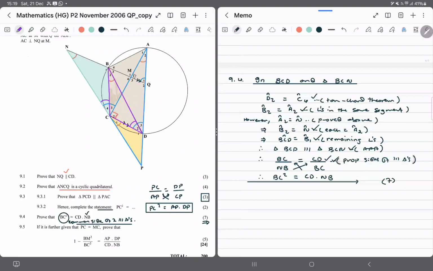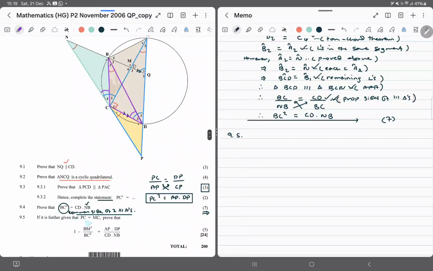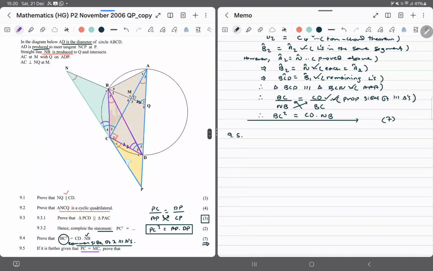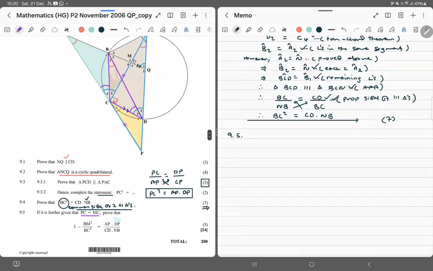Alright guys, so we're almost at the end. Let's just do the last one here. So 9.5. Now we need to prove this thing. It is further given that PC is equal to MC. Okay. PC is equal to MC. Alright, okay, alright. Now we need to prove this thing.